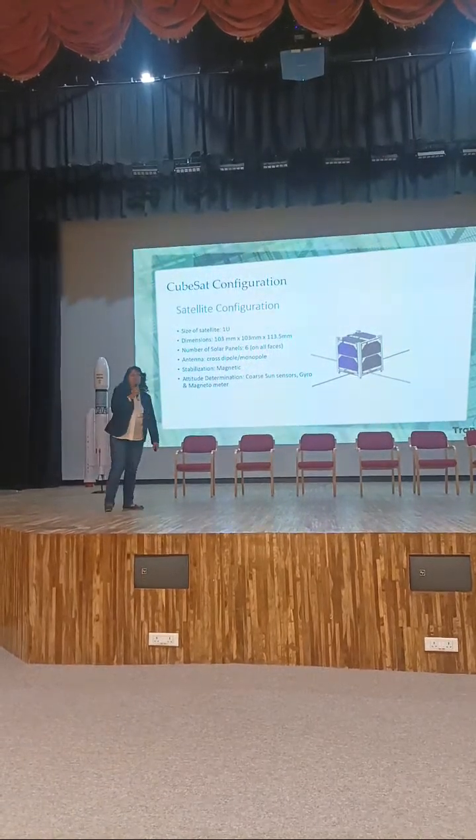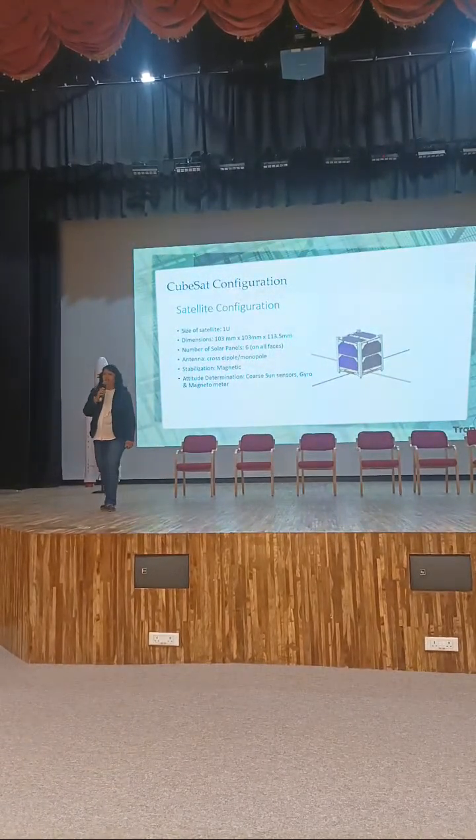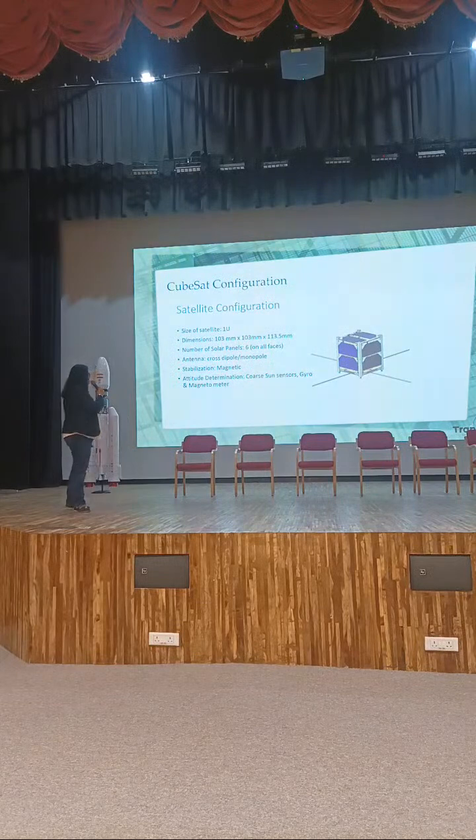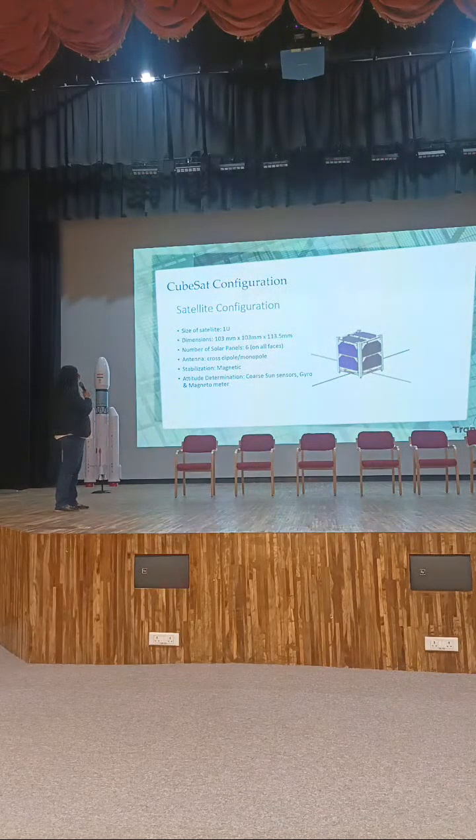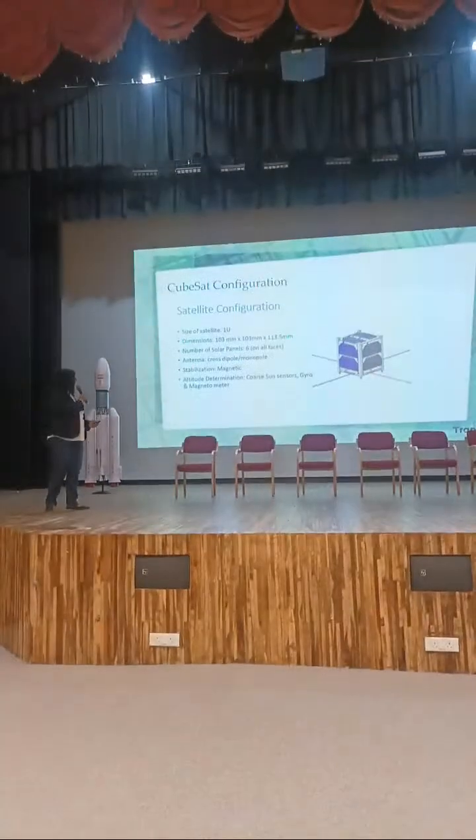So this is an example of a 1U satellite configuration. You can see a picture of how a fully assembled, ready-to-be-launched satellite looks. It's a 1U size satellite where the dimensions are 103 mm by 103 mm by 113.5 mm, which is designed according to the CubeSat standards.